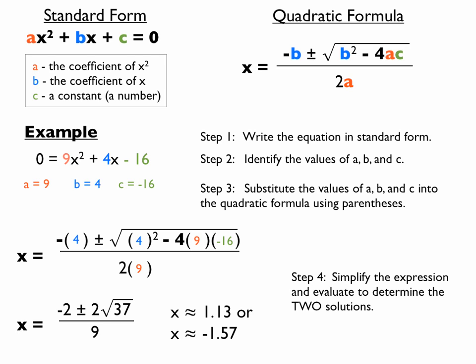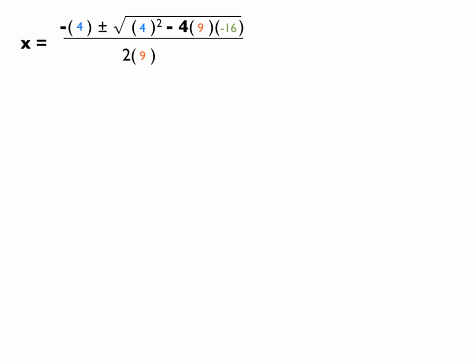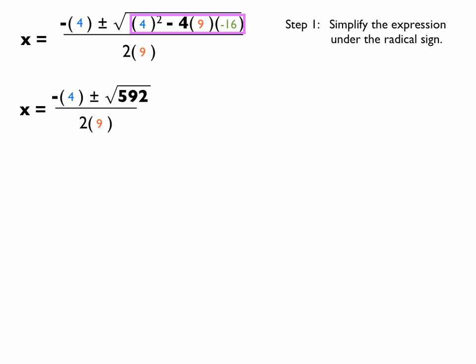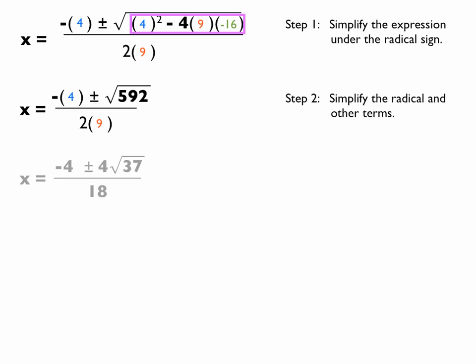So let's take step 3 and break it down. How do we simplify this expression? Step 1, simplify the expression underneath the radical sign. What is 4 squared minus 4 times 9 times -16? Well, that gives us 592. Step 2 is to simplify that radical and the other terms. Well, the square root of 592 can be simplified as 4 times the square root of 37. The -4 is just -4, and 2 times 9 is 18.